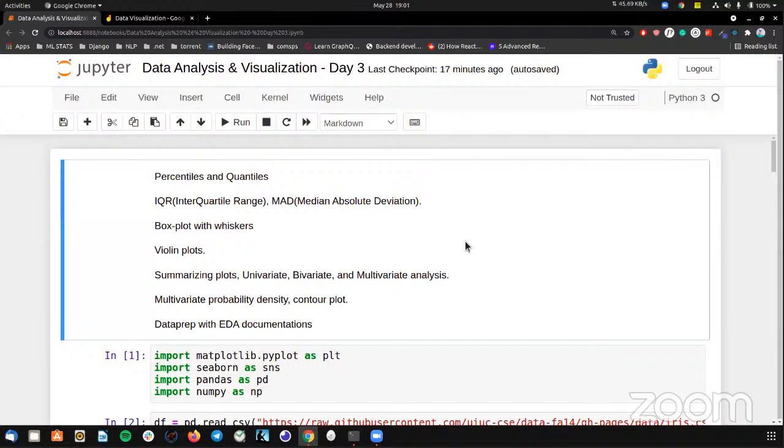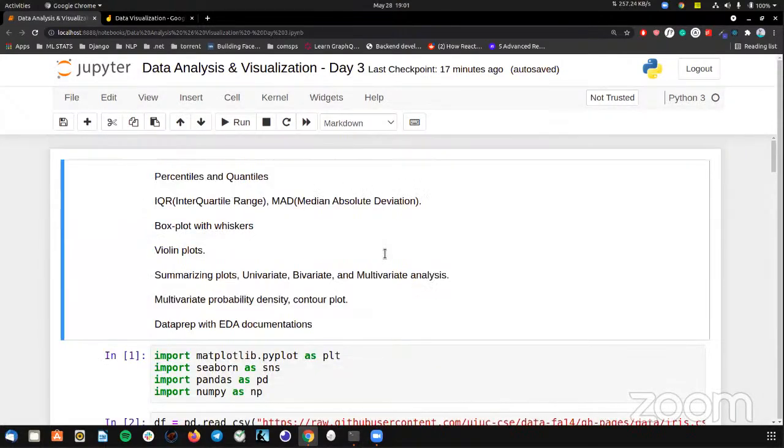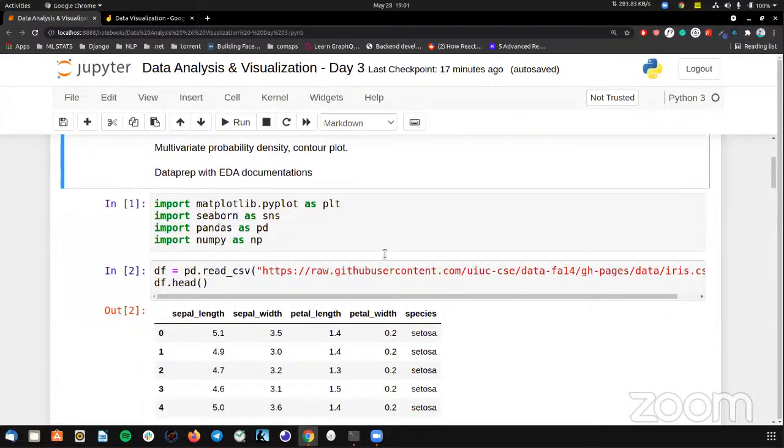Hello everyone, and welcome to day 3 of data analysis and visualization, where for the last 2 days we have been learning about how exactly data analysis should be done, what the use cases are, where it is needed, and where it could be utilized the most. We will be wrapping up tonight, hopefully.